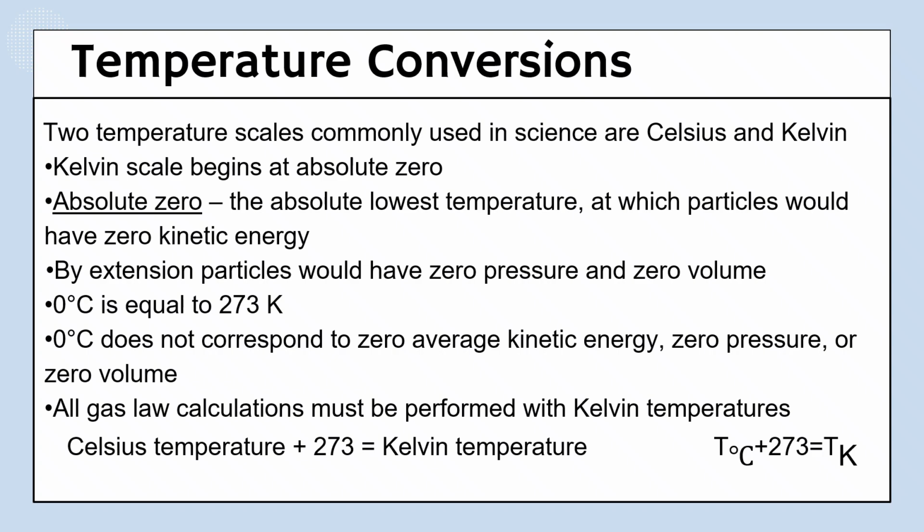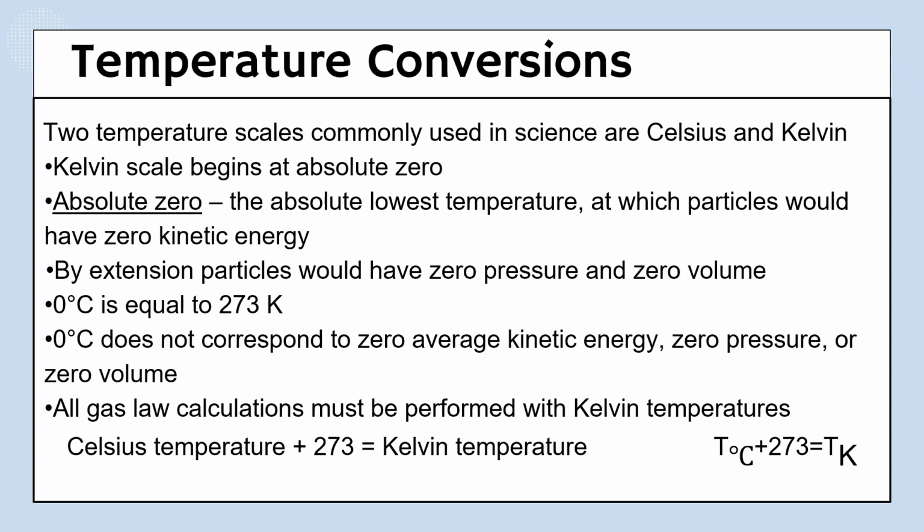The Kelvin scale begins at absolute zero. Absolute zero is the lowest possible temperature, at which particles would have zero kinetic energy. By extension, particles would have zero pressure and zero volume. So if our gas isn't moving around at absolute zero, then we have zero pressure and zero volume.